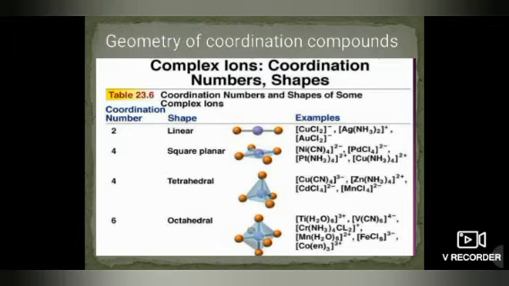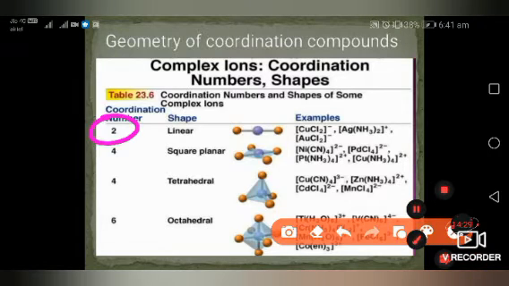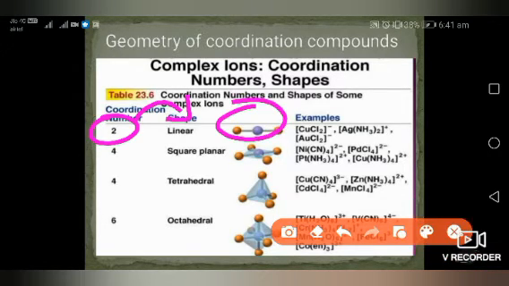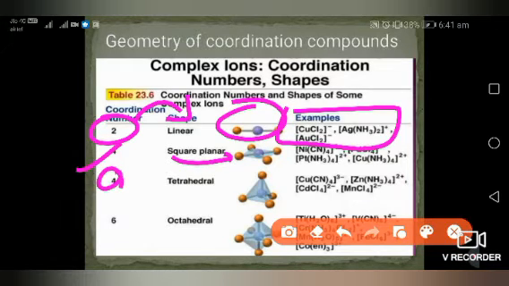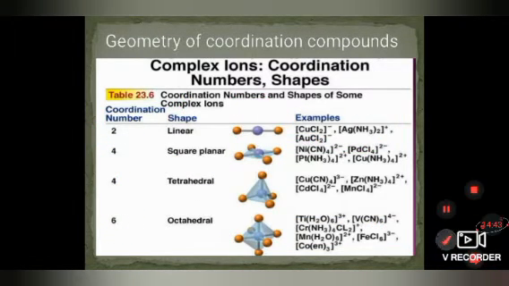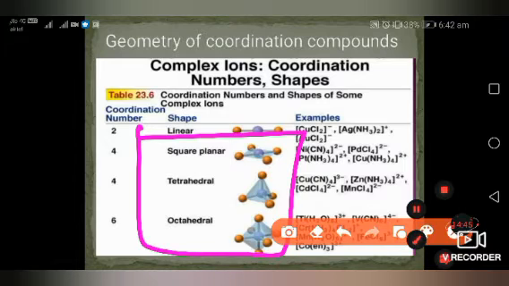Now the geometry of complex ions. If the complex ion has coordination number 2, the shape will be linear. This will be the diagram, and these are the examples. 4 is square planar, 4 again is tetrahedral, okay, and 6 is octahedral. So basically we have these in this particular chapter that we need to study.